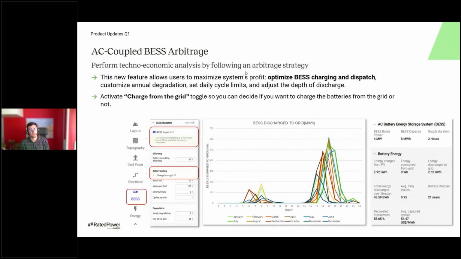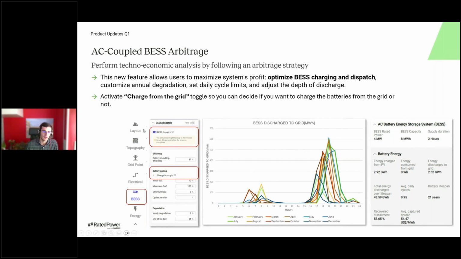Continuing with February, also this month we were able to launch the arbitrage for AC-coupled BESS. This strategy will give us the possibility of performing techno-economic analysis with batteries, and now we will have an option that the batteries are getting and that they are putting in the grid.